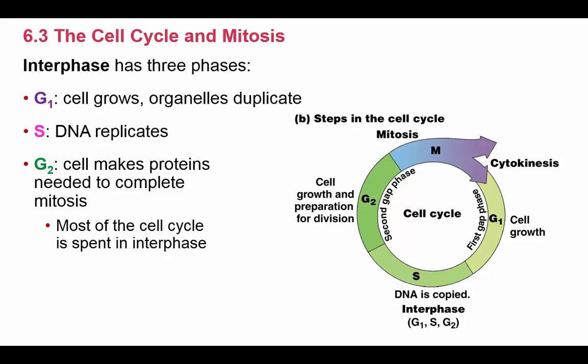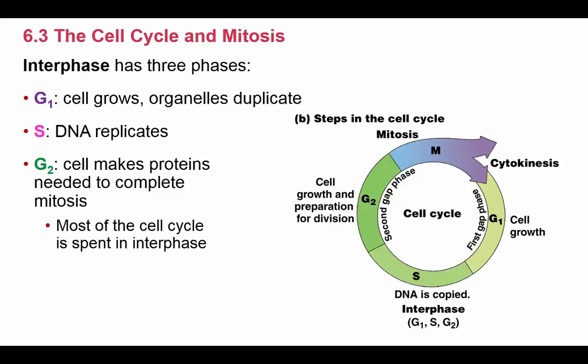Now when the cell moves into the S phase, this is where the DNA replicates. So this is where that double helix is going to be split in half, and where DNA polymerase is going to come in and pair up new nucleotides with the original ones, following that rule, A with T and G with C. So at the end of S phase, all the DNA has been duplicated.